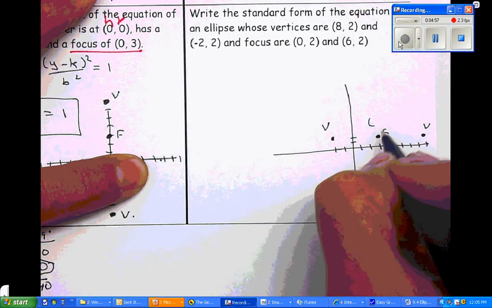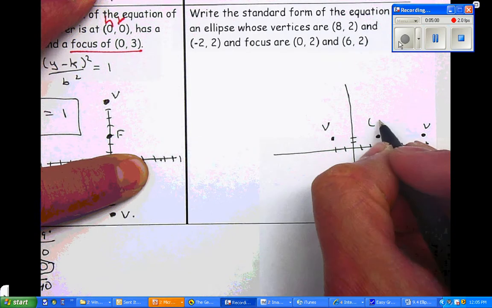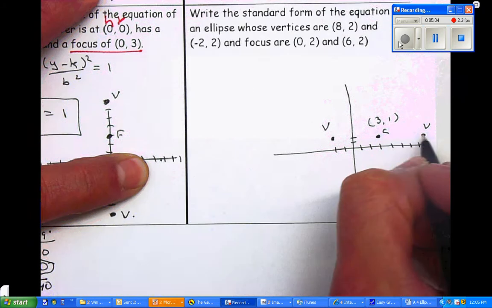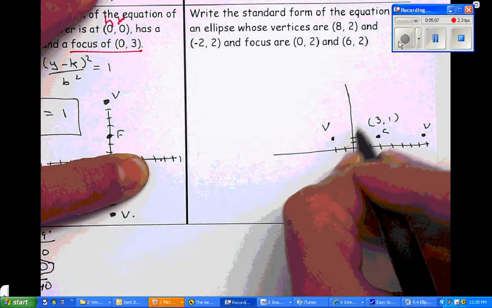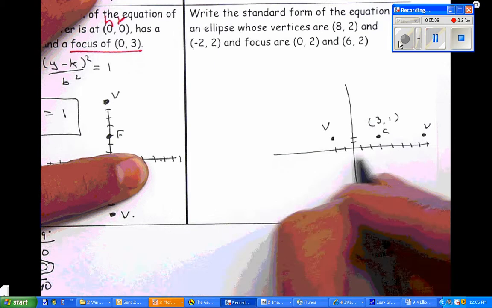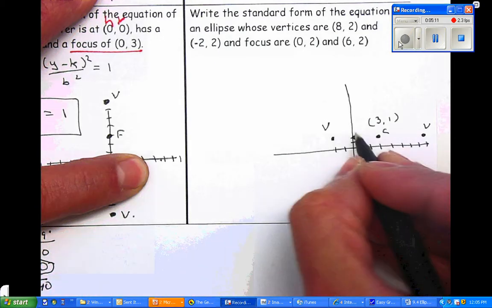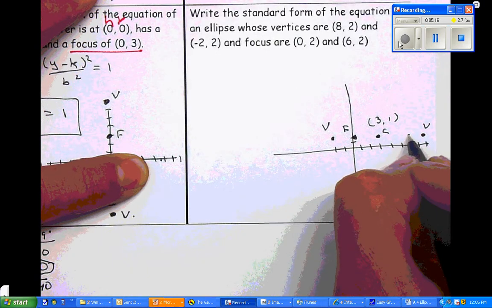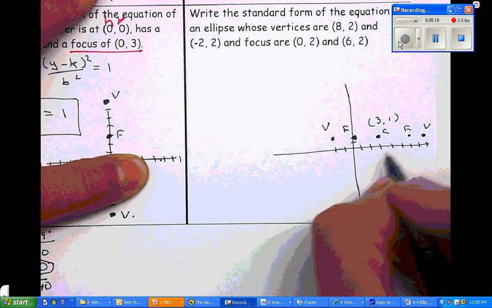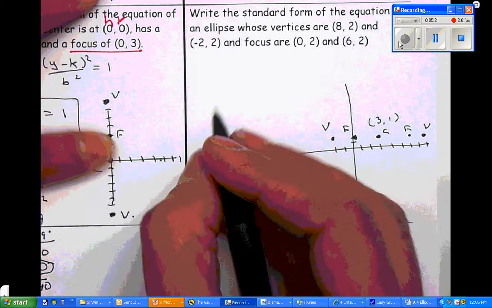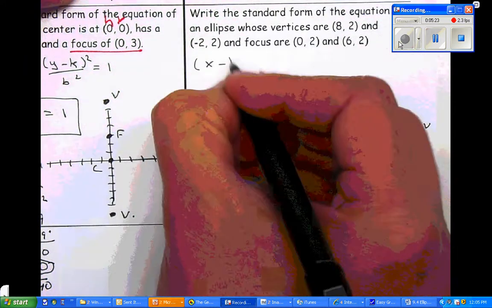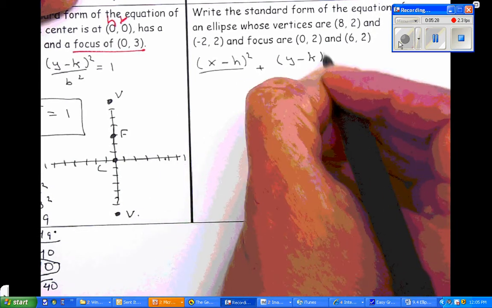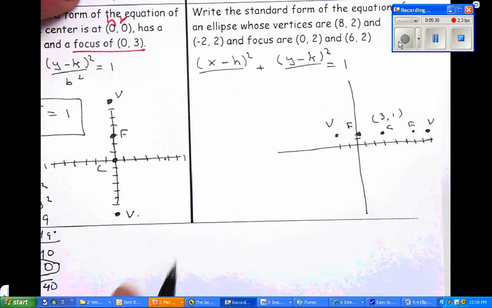So in this case, my center is (3, 2). Remember that we found our center because it had to be between both vertices. Now they also give us our focus, which is (0, 2), and of course it's 3 units from the center, so the other will be here. As you can tell, that's (6, 2). Let's go and write down the equation. (x minus h) squared over something plus (y minus k) squared over something is equal to 1.